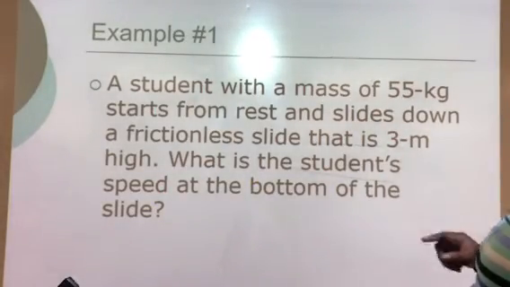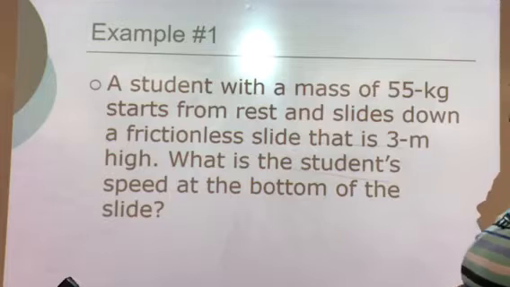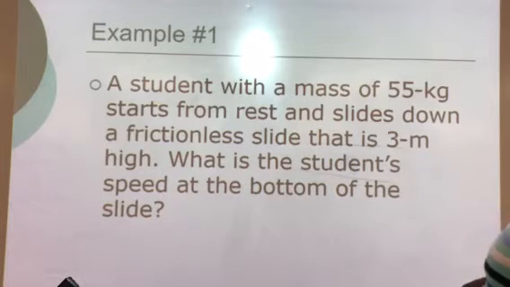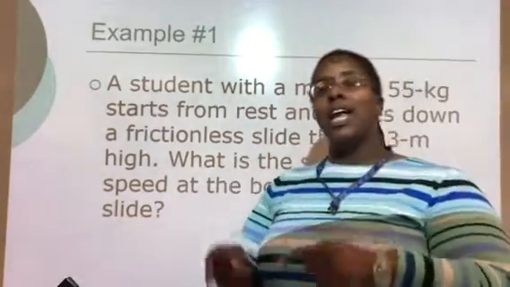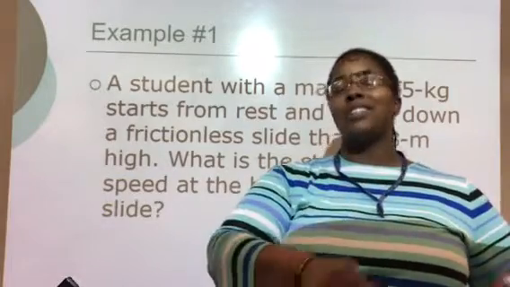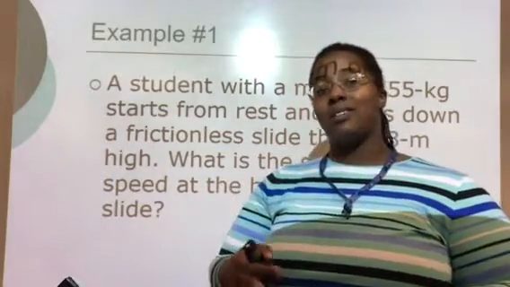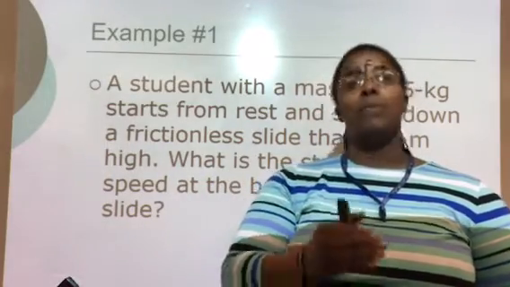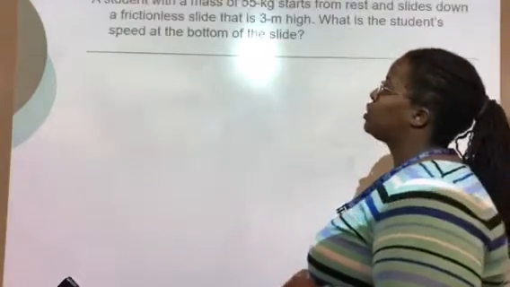We have a student with a mass of 55 kilograms, who starts from rest and slides down a frictionless slide that is 3 meters high. What is the student's speed at the bottom of the slide? Now, on this particular problem, we're combining the kinetic energy equation, 1/2 mass times velocity squared, with your potential energy, which includes mass multiplied by gravity multiplied by height. It all depends on what information you are given to start with.